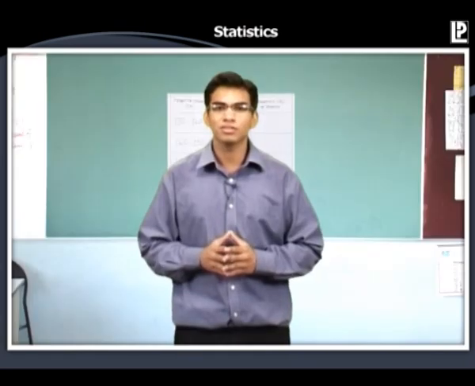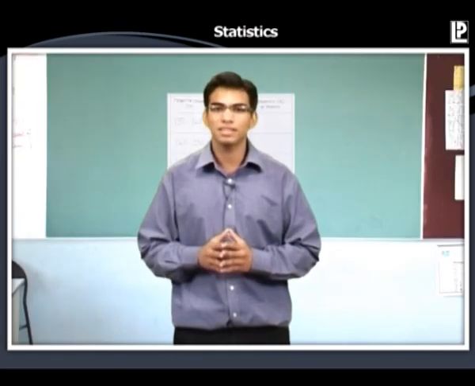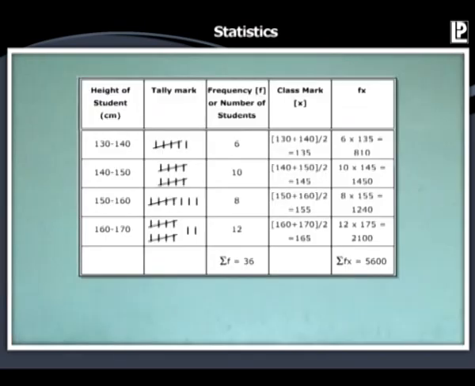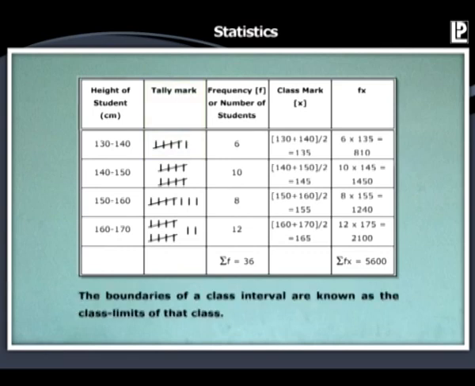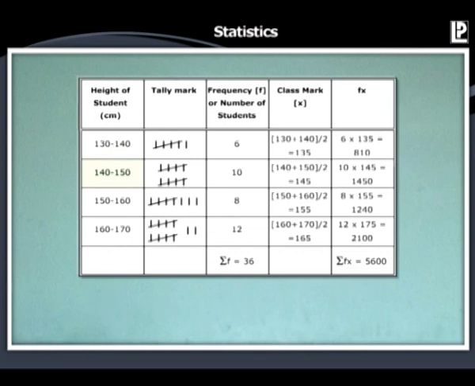From this information, the frequency column can be completed like this. The tally marks are in bundles of 5. The 5th tally mark is cutting across the other 4. The boundaries of a class interval are known as the class limits of that class. For class interval 140 to 150, the lower limit of the class is 140, while the upper limit of the class is 150.